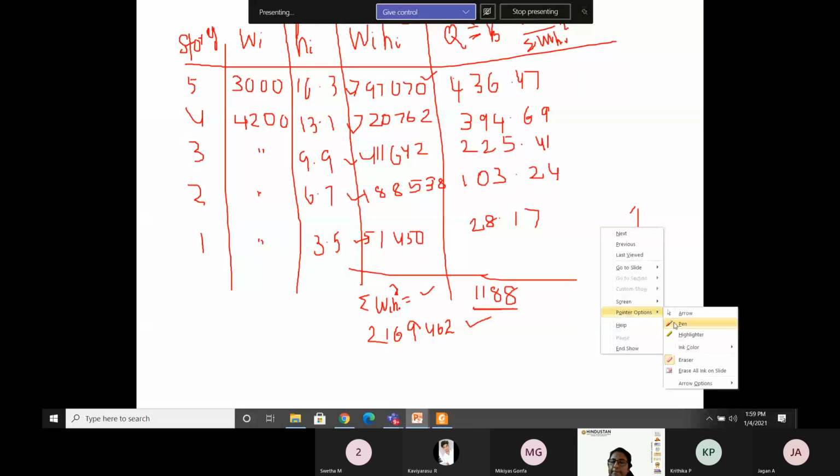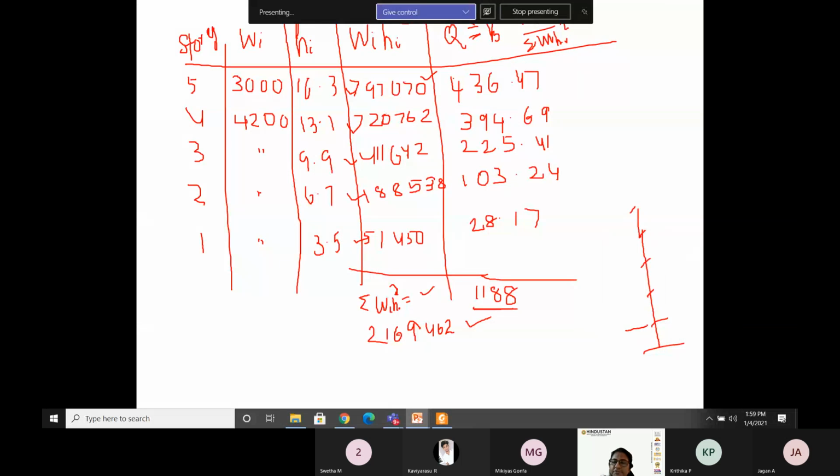At each floor level, how much to the first floor level? It is 28. Second floor level it was how much? 103. Third level it is 225. Fourth it is 394. And at the fifth floor level you have 436.